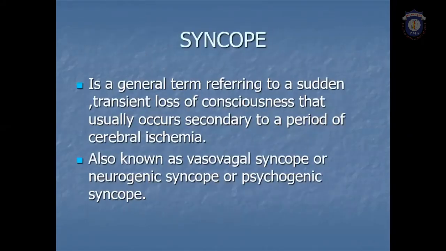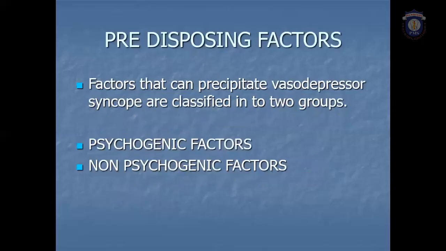Syncope is a general term referring to a sudden transient loss of consciousness that usually occurs secondary to a period of cerebral ischemia. The other names for syncope are vasovagal syncope, neurogenic syncope, psychogenic syncope, common faint, etc. Now, the predisposing factors.